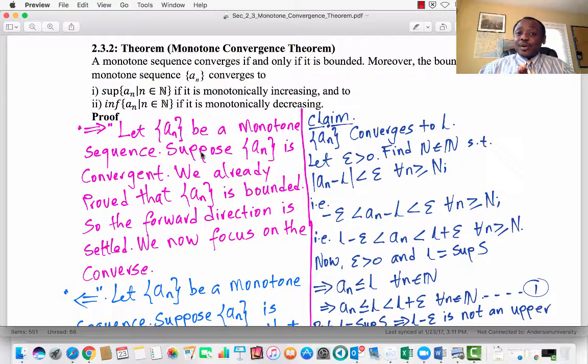Oh, wait a minute, we already did. Yes, we did prove that if an is a convergent sequence, then an is bounded. So the forward direction is settled, and we will focus on the reverse direction. If you missed that lecture, go back and review the lecture.